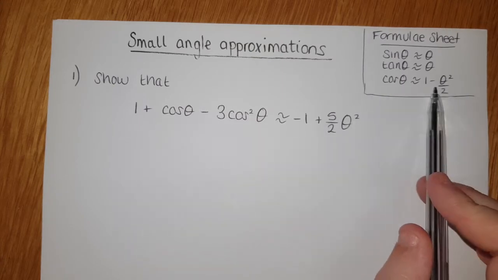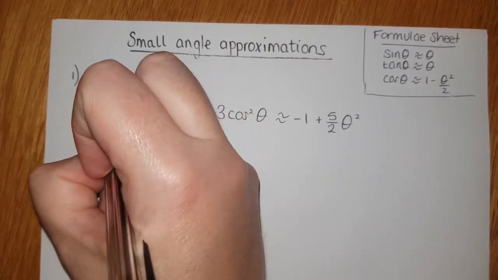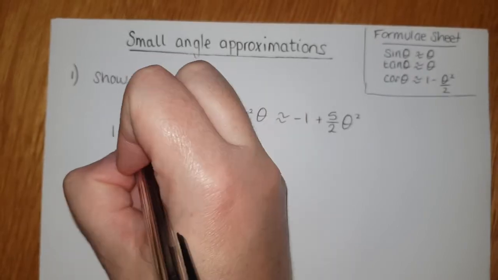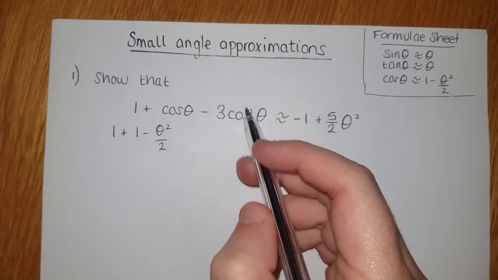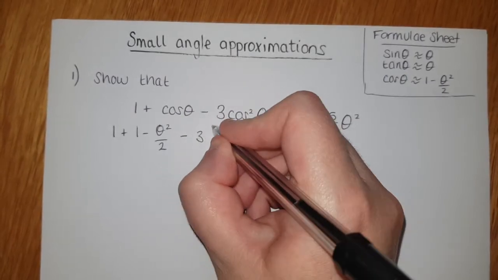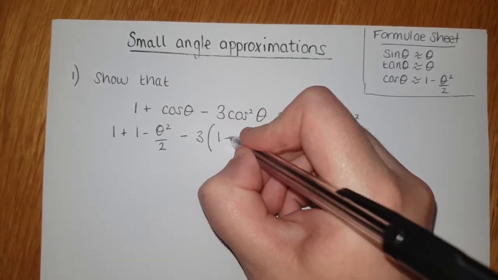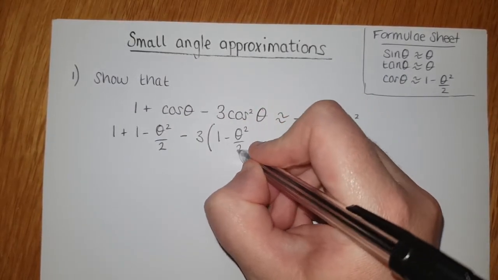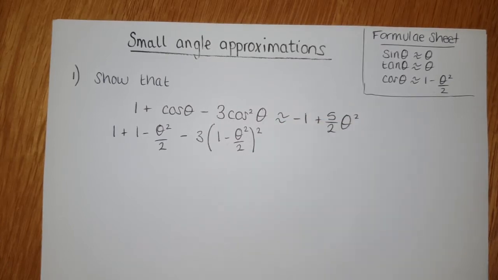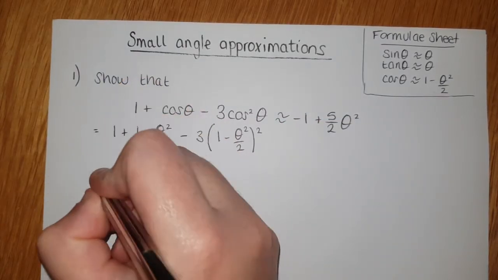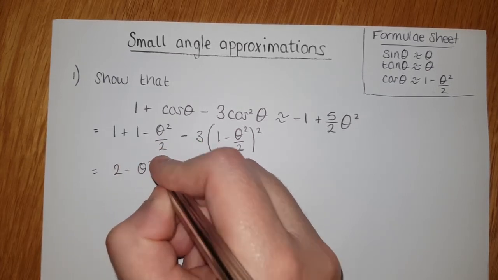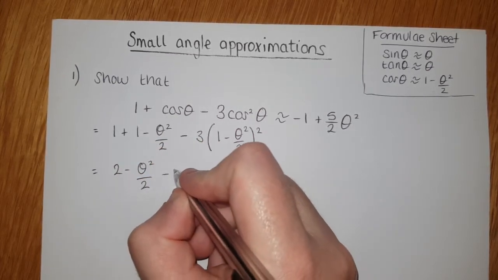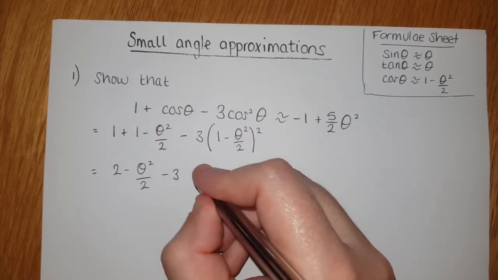So cos theta is 1 minus theta squared over 2. So I've got 1 plus, instead of cos, I've now got 1 minus theta squared over 2. And then for 3 cos squared, I've got minus 3 lots of 1 minus theta squared over 2, which is all squared. Okay, so tidying up the bit outside, I've got 2 minus theta squared over 2. And I'm going to leave, for now, the minus 3 outside.